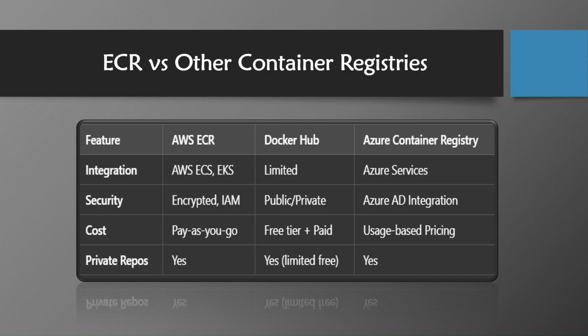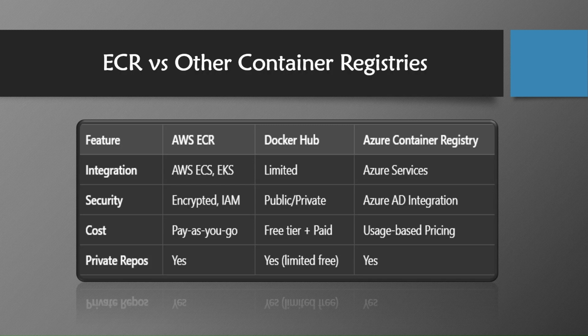Azure Container Registry uses Azure AD for user authentication and provides private repositories for added security along with vulnerability scanning for images. Cost. AWS ECR follows a pay-as-you-go model based on the amount of storage and data transfer used. Docker Hub offers a free tier with limited features and paid options based on usage, with additional features available in the premium plans.